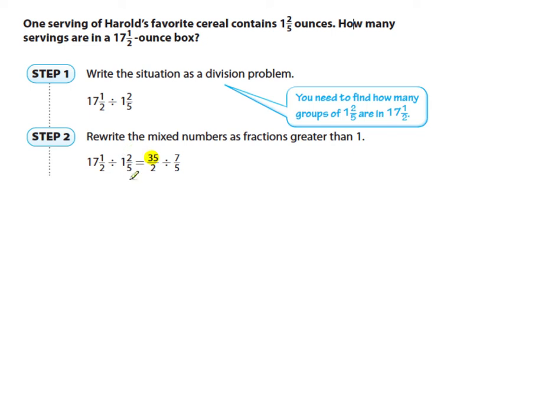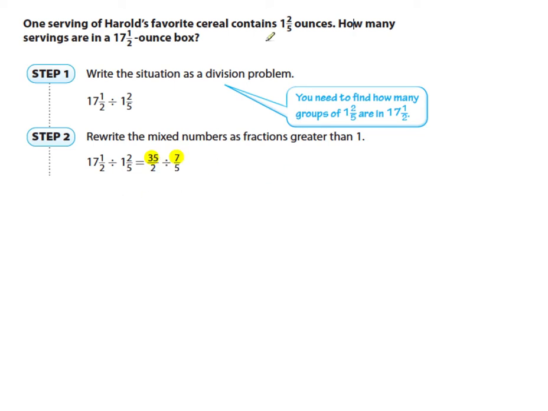Okay, and then we're going to do the same thing here. We're going to turn this 1 2/5 into an improper fraction. So we say 5 times 1 is 5, plus 2 is 7. The 7 goes there, back over the original 5. So now I have two fractions that are just in the form a over b, and I don't have to fool with the whole numbers. So I have 35 halves divided by 7/5.